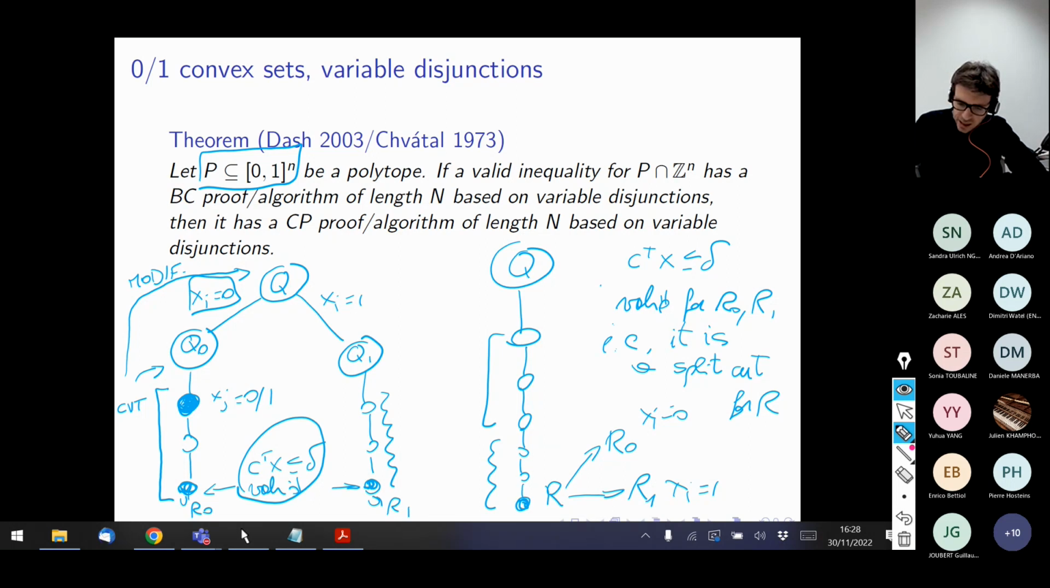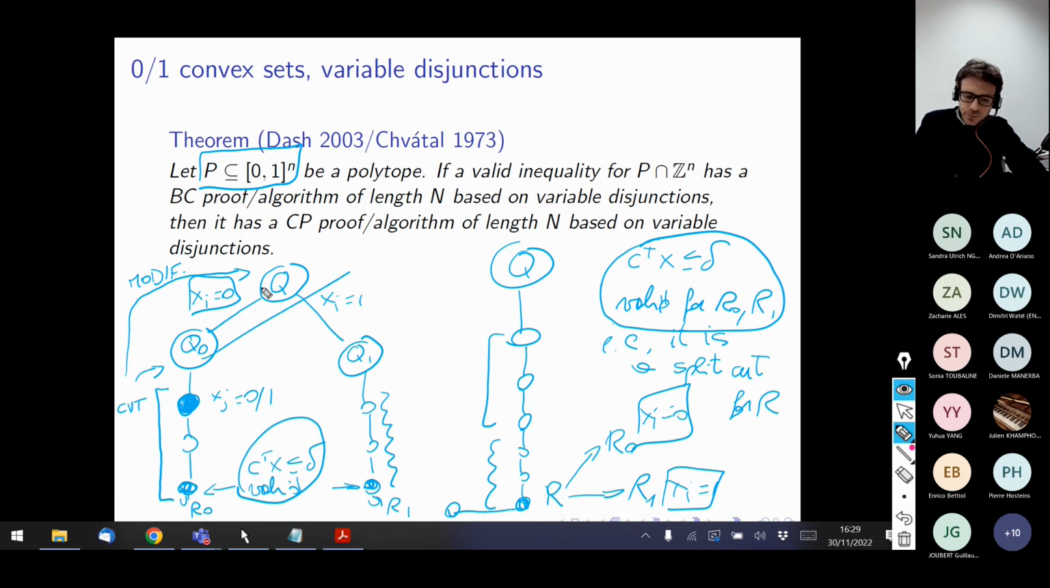And so that means I can append, I don't have space here, but I can append a last node here, which is just the split disjunction applied to xi equal to 0, xi equal to 1, to show that this inequality is valid for R0 or R1. And so I have eliminated one branching node. Then you iterate this and you eliminate all the branching nodes without changing the number of nodes.